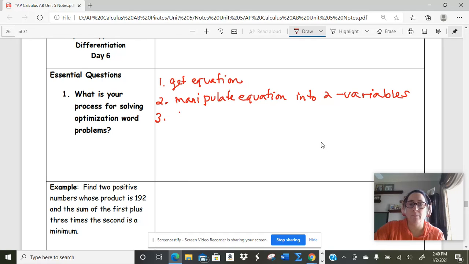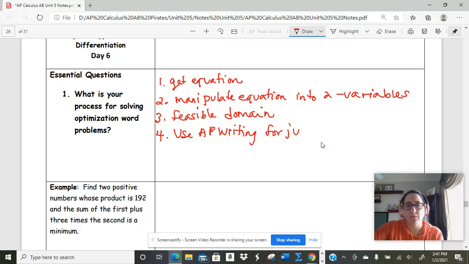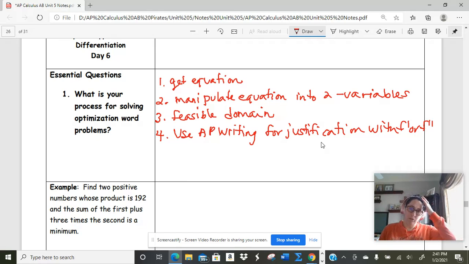Then I'm going to make sure I know my feasible domain. If we're in production, we can't produce a negative amount, okay? So we're going to look at that domain. And then I want to use AP writing here, okay, for justification with the first or the second derivative. So make sure we really, really get those, okay?